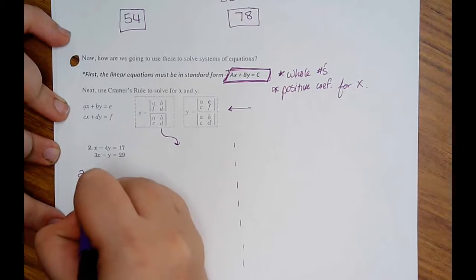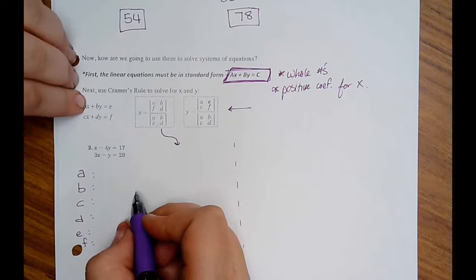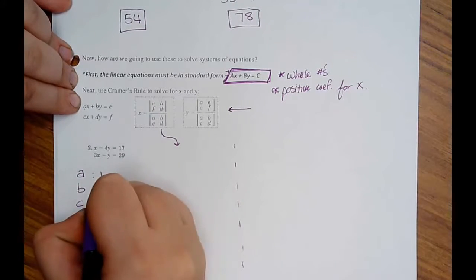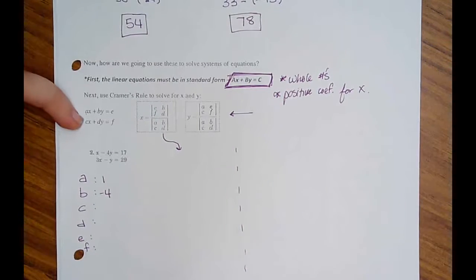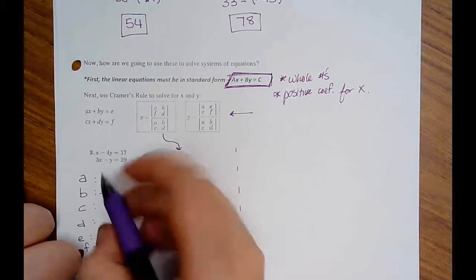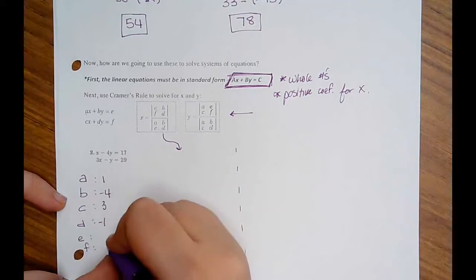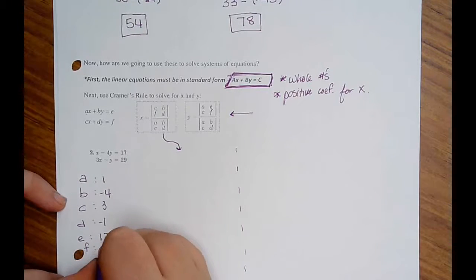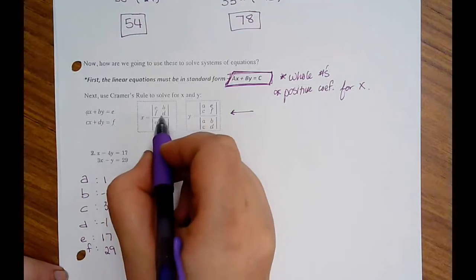So my a is going to be my coefficient in front of x in my first term. That's a 1. My b is my coefficient in front of y. Then my c is my coefficient in front of x in my second, and d is my coefficient in front of y, so it'd be 3, negative 1. And then my e and my f are my two solutions, 17, 29. Once I have these written down, it's really easy to plug them into my determinant matrix.